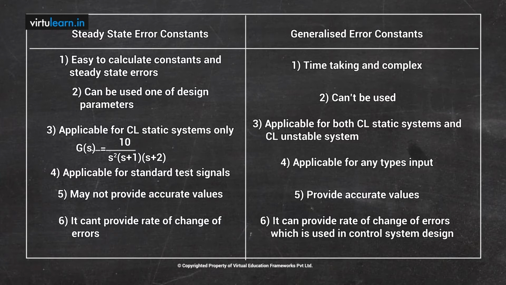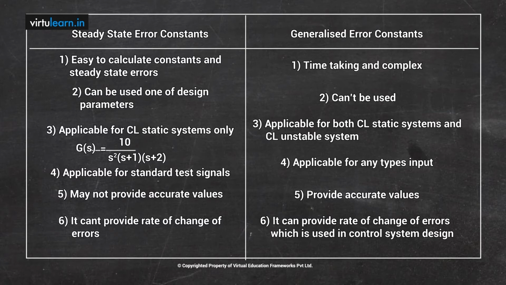Whereas in the generalized method, we already saw C0, C1, C2. For C1, we need to find the limit as s tends to 0 of d by ds of the function. So those calculations are difficult in the generalized error coefficient method. So what is the first point I can say here? The calculations are very easy here, but there they are time taking and a little complex.